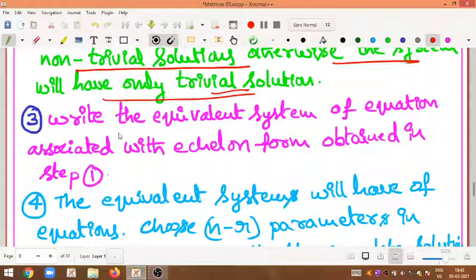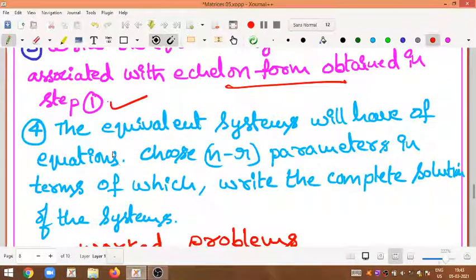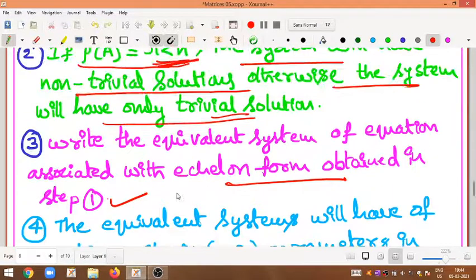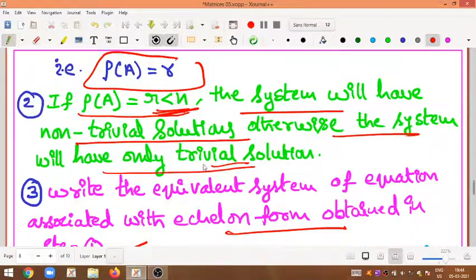So next, third point, write the equivalent system of equations associated with the echelon form obtained in step 1. Next point, the equivalent system will have r equations. Choose n minus r parameters in terms of which write the complete solution of the system. These 4 points we want to follow for finding the solution of the homogeneous system Ax equal to 0.